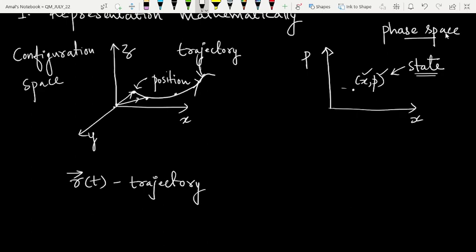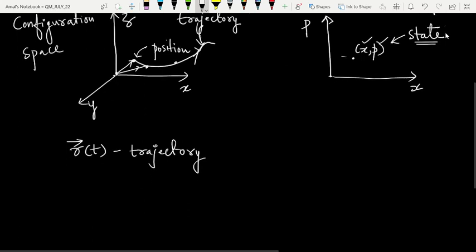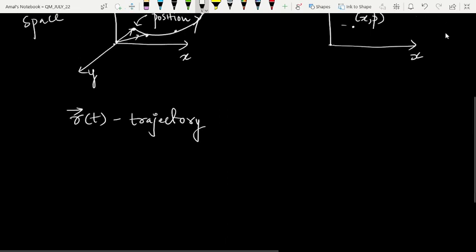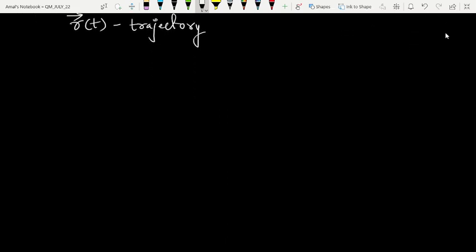Okay, so this gives the initial condition. One point in this phase space gives the initial condition. So now we represent the motion in a mathematical space. Then that gives the initial condition.